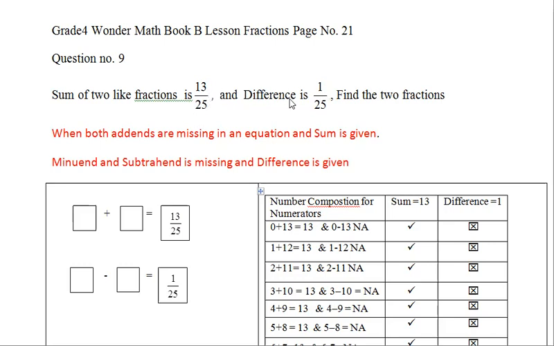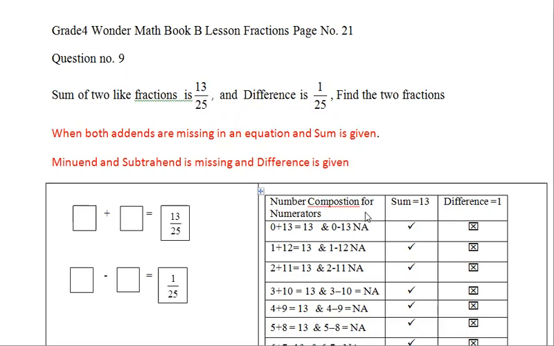So 13 is the sum and 1 is the difference. The sum should be 13 and the difference is 1. We will only think about sum and difference, and only for numerators, because we know these are like fractions, so all the denominators will be the same. For now, we will be thinking only about the calculation of numerators.